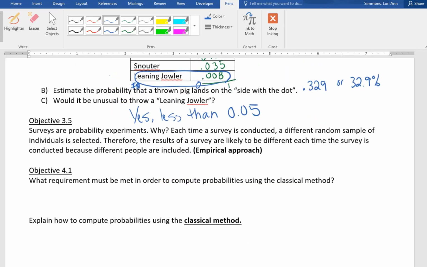So surveys are probability experiments. Each time a survey is conducted, a different random sample of individuals is selected. Therefore, the results of a survey are likely to be different each time the survey is conducted because different people are included. So this would be an empirical approach.